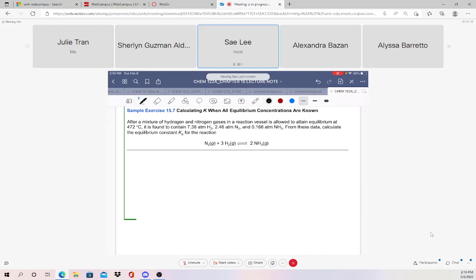Since atm is the unit of partial pressure, and the partial pressure values are given, you just have to plug these values into the Kp equation to find the Kp. Similar to when we calculate Kc, the Kp is the partial pressure of the product raised to the power equal to its coefficient, divided by the partial pressures of the reactants, each raised to the power equal to its coefficient, right?